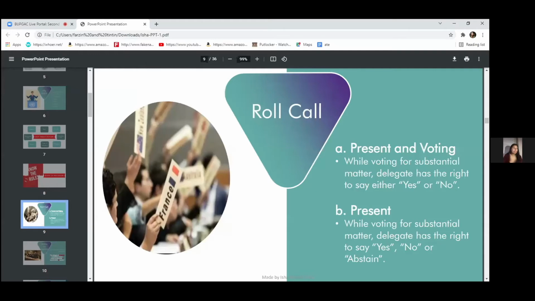Let's say first of all, the nation is Afghanistan, right? So the delegate of Afghanistan will raise a placard and say either present and voting or just present. The difference between them is very simple, and you'll understand it more when we talk about the final voting procedures. But right now, just understand that you have two options. You can either say present and voting, or you can say present. If you say present and voting at the beginning, you cannot change your voting stance to present at the end. So just keep that in your mind. So that's it. When your country's name is called, say present or present and voting.